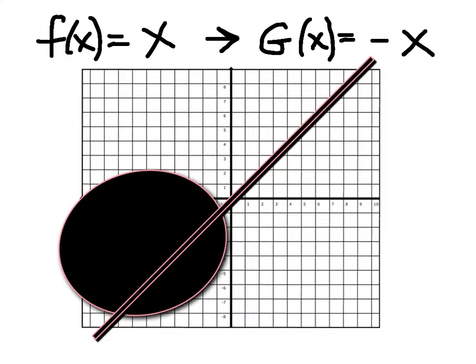Now on this one, the parent function is still x, but the new function is negative x. And whenever you put a negative sign in front of the x, that's going to cause a reflection across the x-axis. In other words, whatever point you have here, it's now going to be the same distance away from the x-axis down here. If you have a point here, it'll be the same distance away on the x-axis down there.